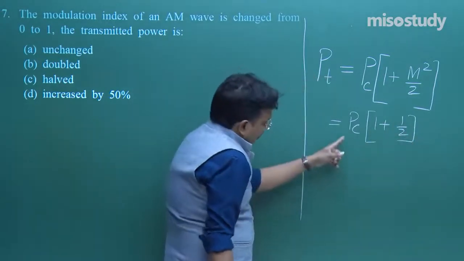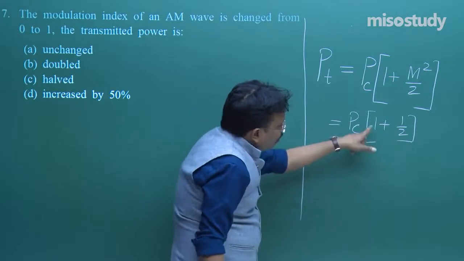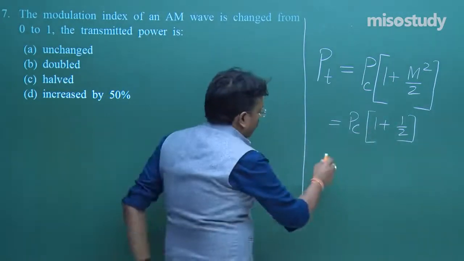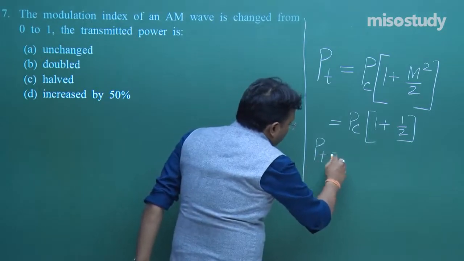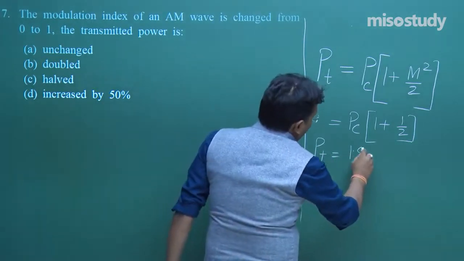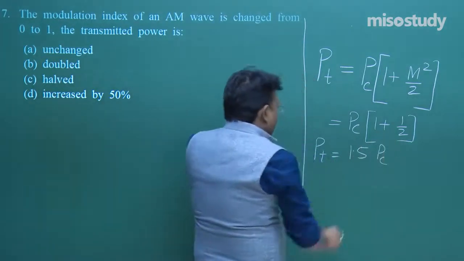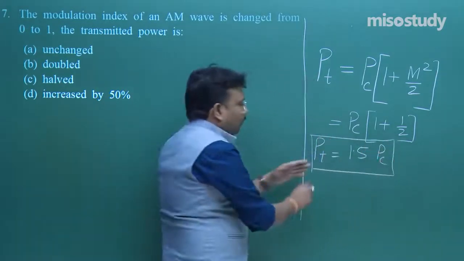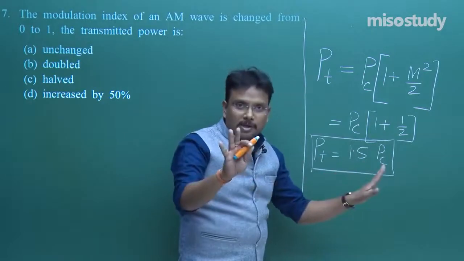Okay. Now, what does this mean? It means 1 plus 1 by 2, that is 3 by 2, that is 1.5. Okay. So, PT is equal to 1.5 PC. Now, if you have proper understanding, then from here onwards no calculation is required.